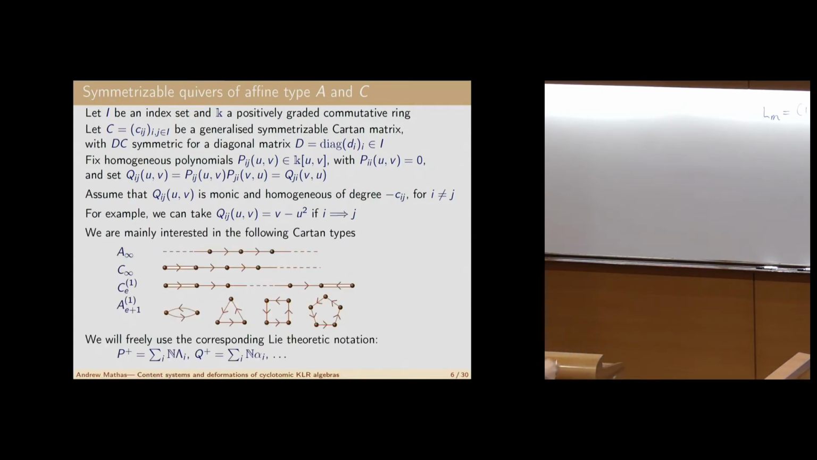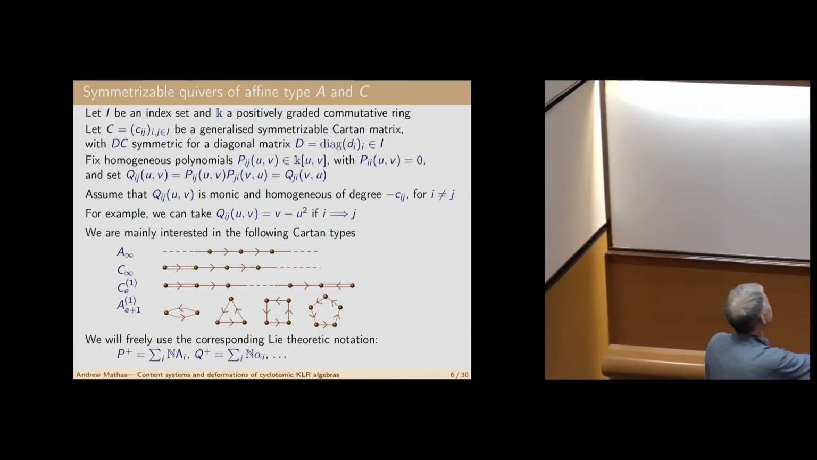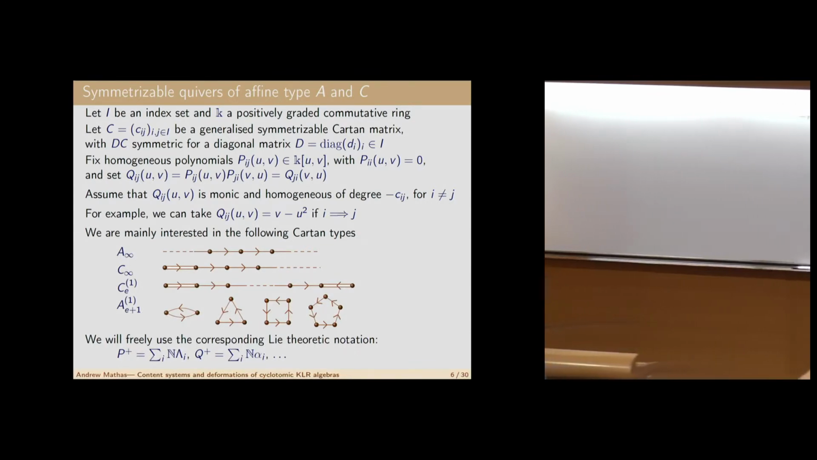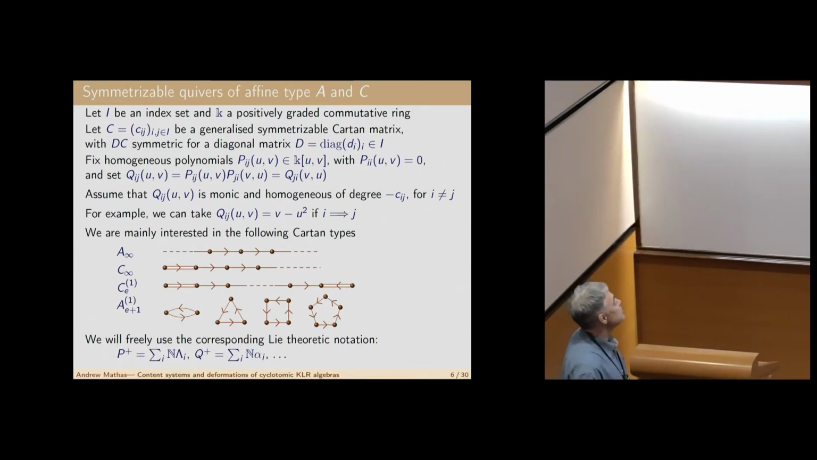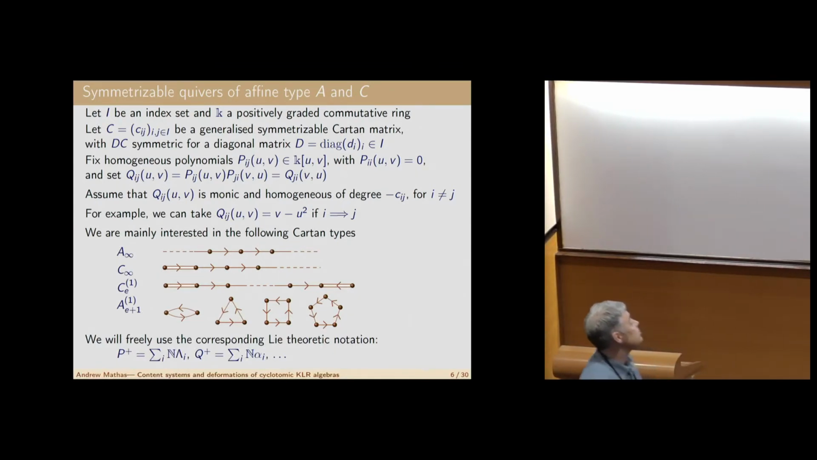The cases I'm interested in are really A infinity, C infinity, affine C1 and affine A. And I'm going to use the usual Lie notation, which I won't say anything more about. I just assume that we've seen it before and know it. But really, from my point of view, the Lie notation is just bookkeeping material.